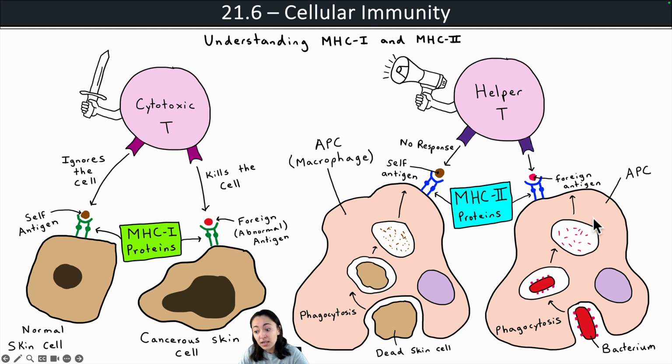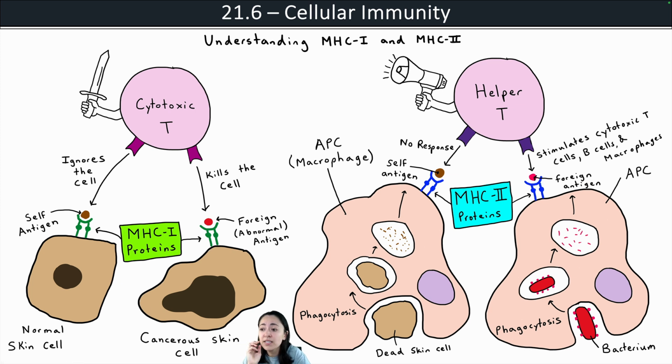However, this macrophage on the right here has ingested a bacterial cell and broken it down, so now it has a foreign antigen on its surface. If a helper T cell comes over and recognizes that this antigen MHC2 complex contains a foreign antigen, it will then release chemicals. Remember, we call them interleukins. It's going to release those chemicals and therefore stimulate cytotoxic T cells, B cells, and macrophages in our body, therefore initiating a strong immune response.